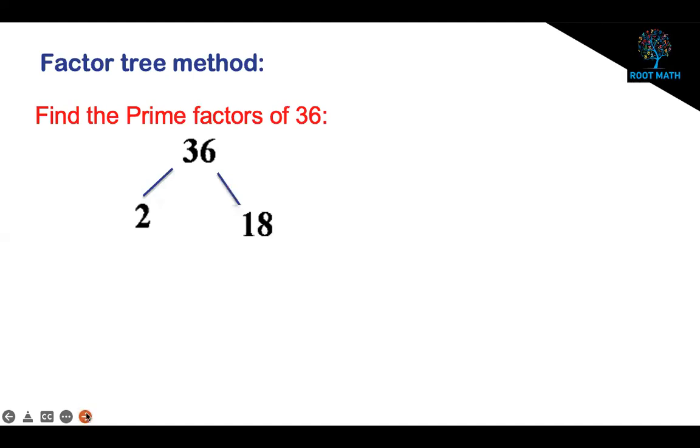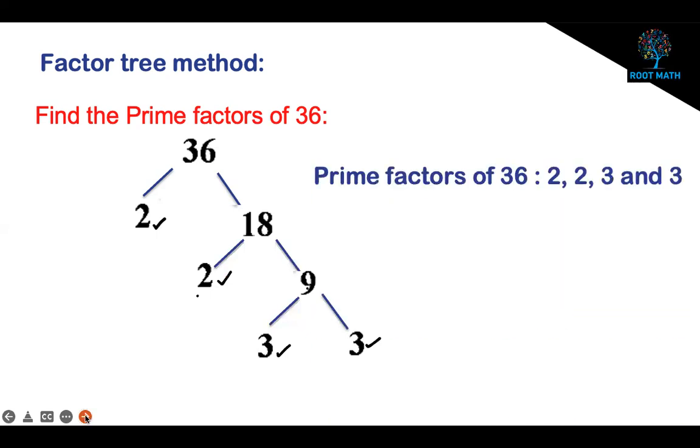split as 2 times 18. Here 2 is a prime number. You can't split it more. But 18 is a composite number. We can split it again like 2 times 9 is 18. Again 2 is a prime number. Go to 9 and split it again as 3 times 3 is 9. Here you can see 2, 2, 3, 3. We have arrived at all of our numbers as prime numbers where we can't split more. So the prime factors of 36 are 2, 2, 3 and 3.